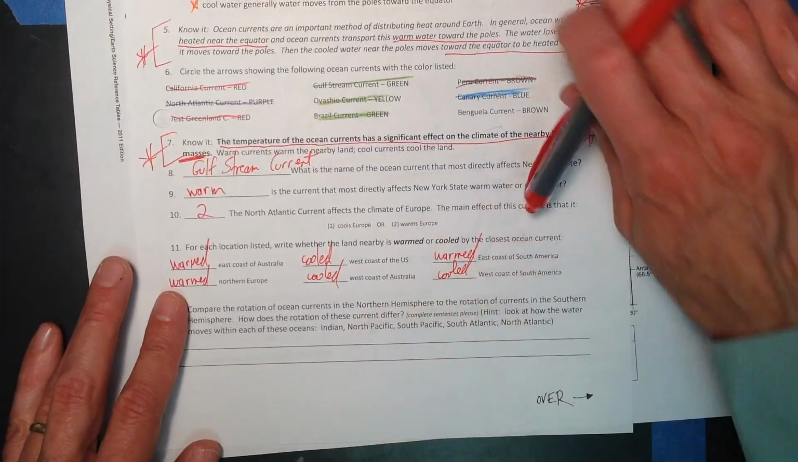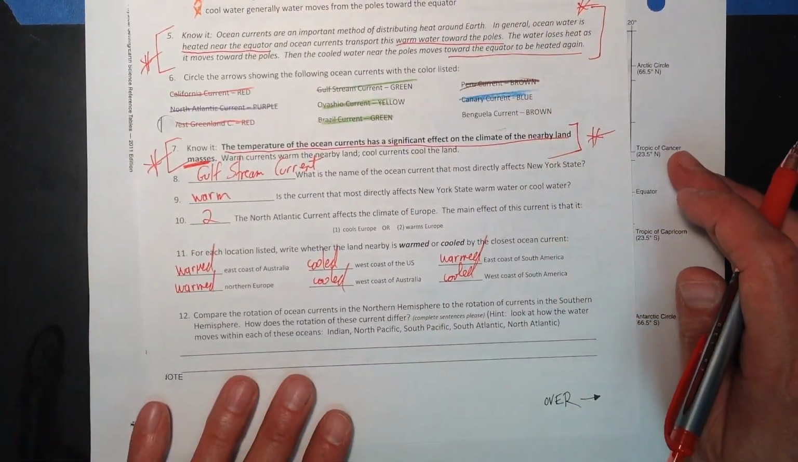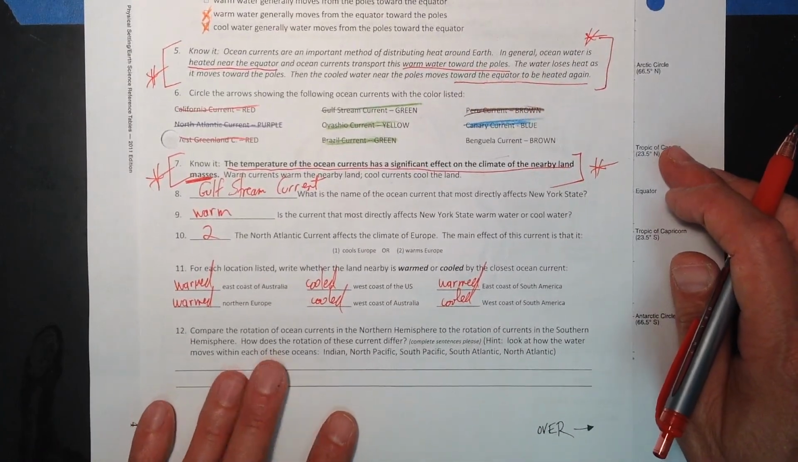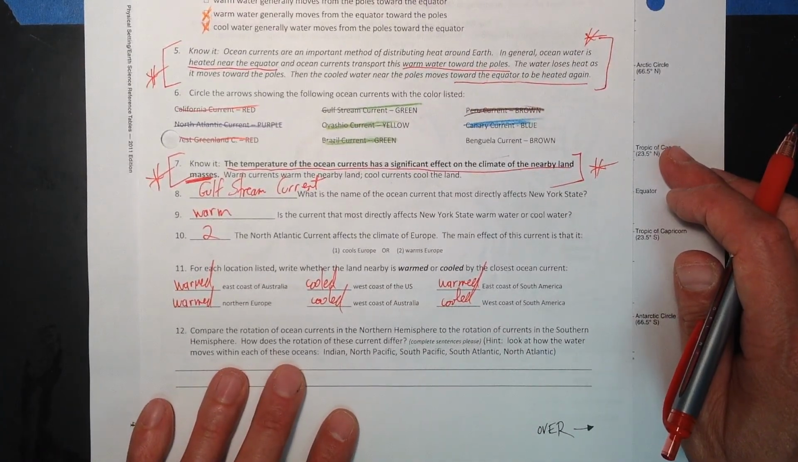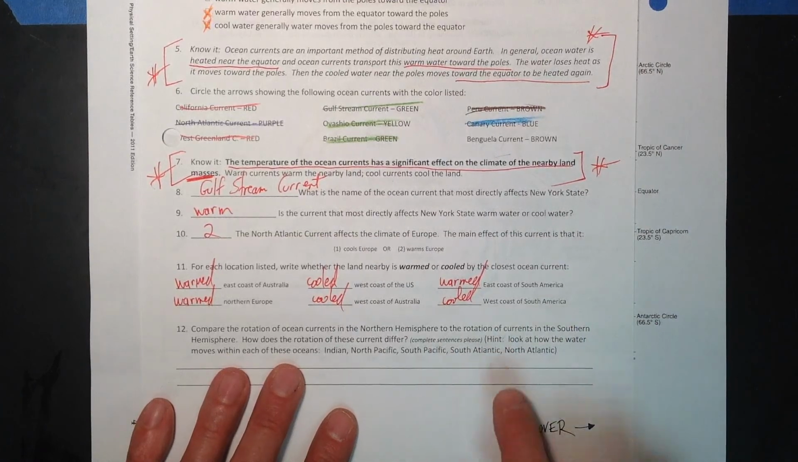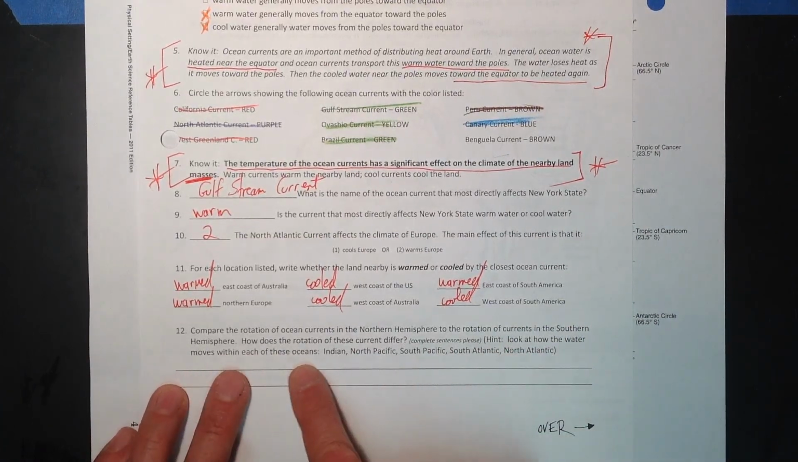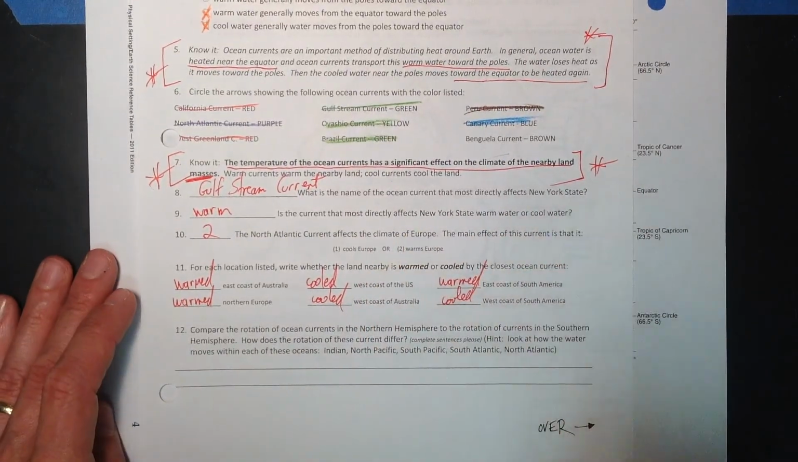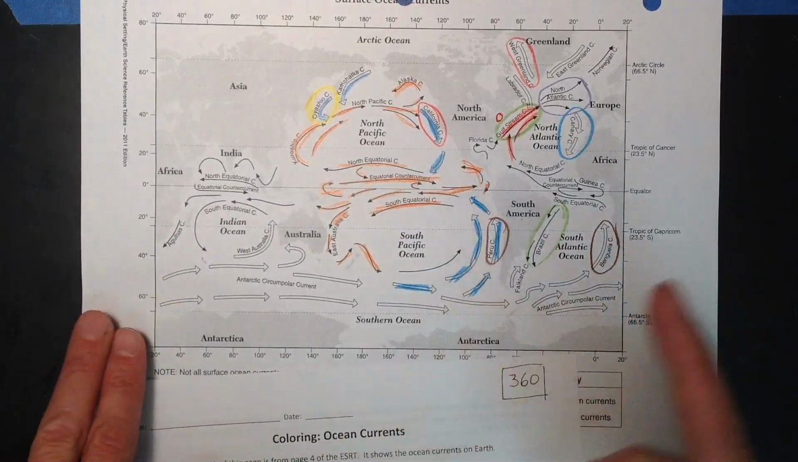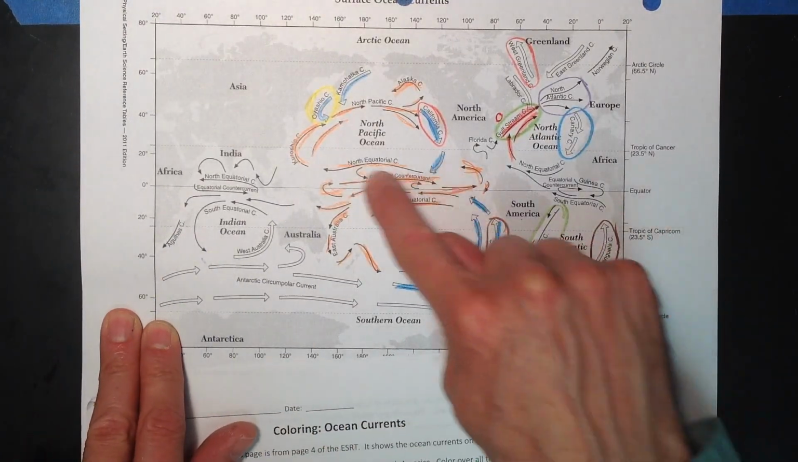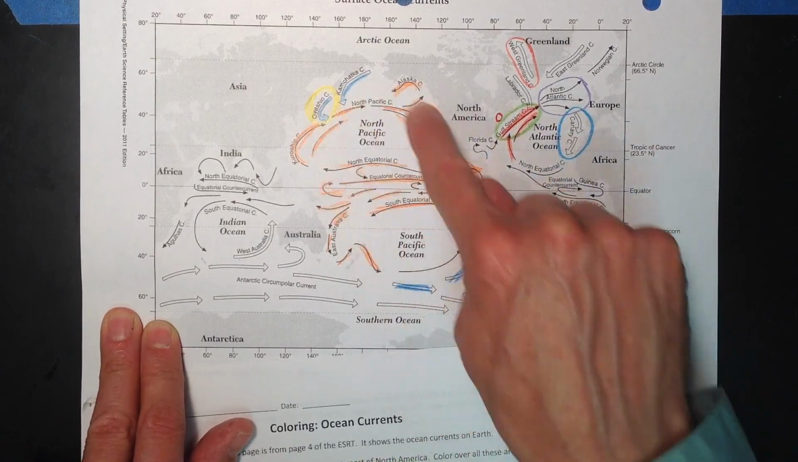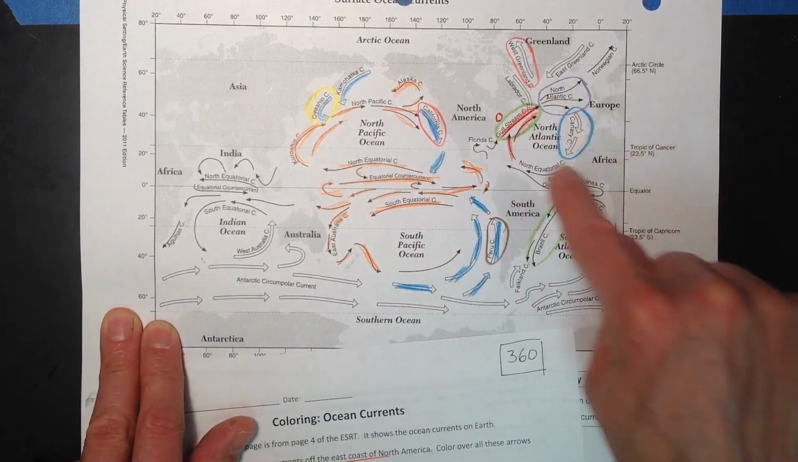Okay, compare the rotation of ocean currents in the northern hemisphere to the rotation of the currents in the southern hemisphere. How does the rotation of these currents differ? Complete sentences, please. Hint, look at how the water moves within each of these oceans. Okay, so what you want to do, look at the movement here. This is north of the equator. Look how it goes this way. Look how it goes this way in the North Atlantic.